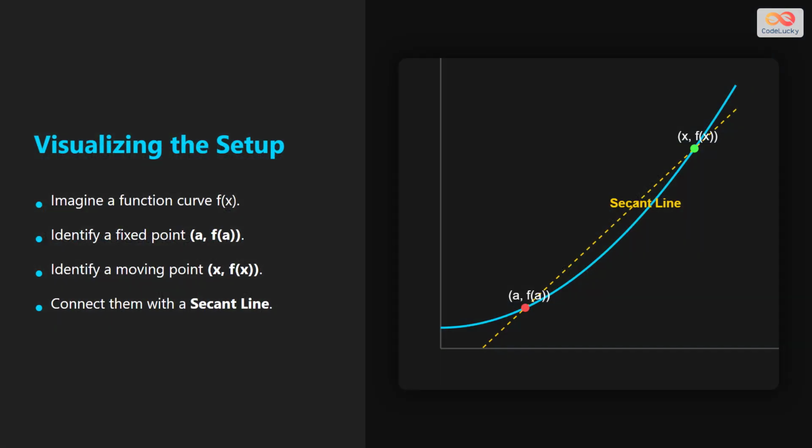To visualize this, imagine the curve of a function. We mark our fixed point at a with coordinates a comma f of a, then we pick a second, moving point at x with coordinates x comma f of x. The line connecting these 2 points is called the secant line.